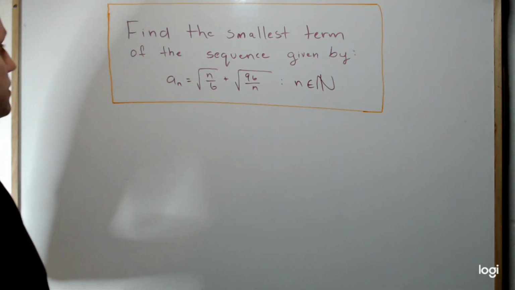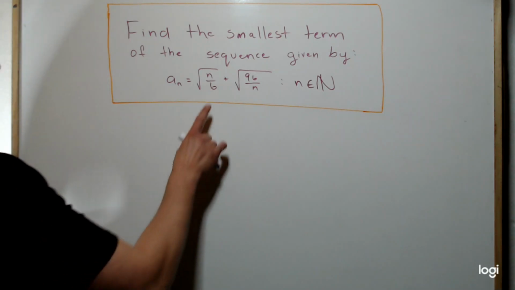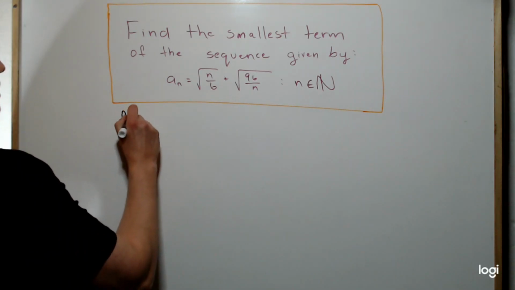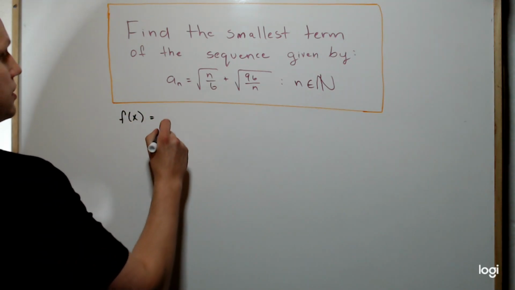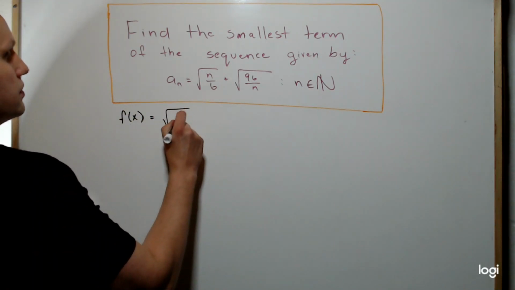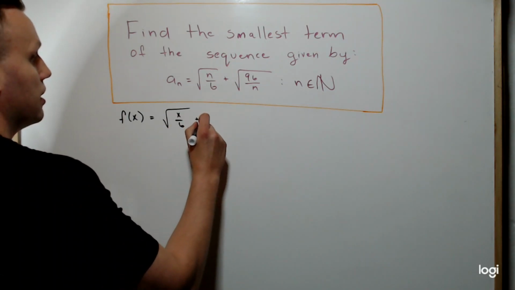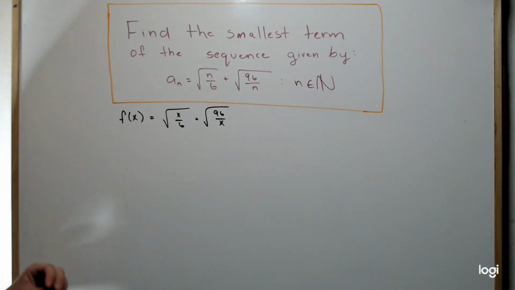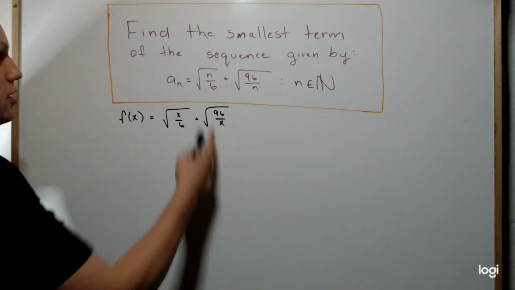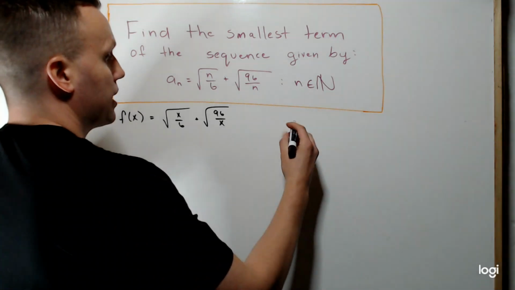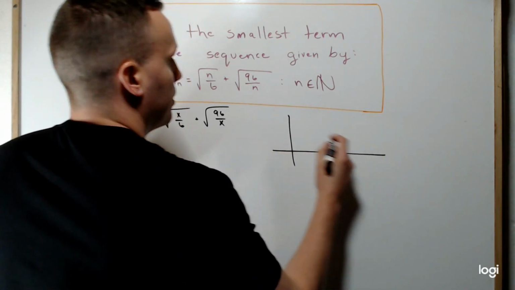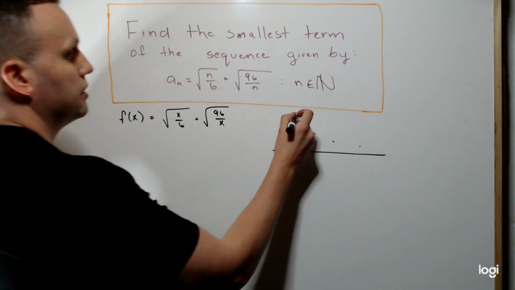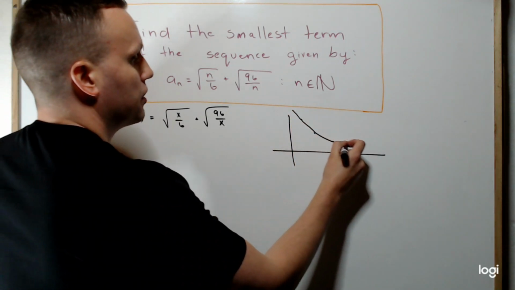Alright, so let's get started here. First, what I'd like to do is look at the discrete variable n and switch it out for a continuous variable x, and have a look at the continuous function f of x is equal to the square root of x over 6, plus the square root of 96 over x. And the thought here is that if you were to think about all of the terms of the sequence in the xy plane, okay, so if the terms are doing something like this, then f is a continuous function that will come through each one of those points.